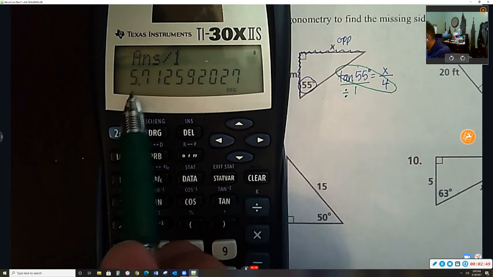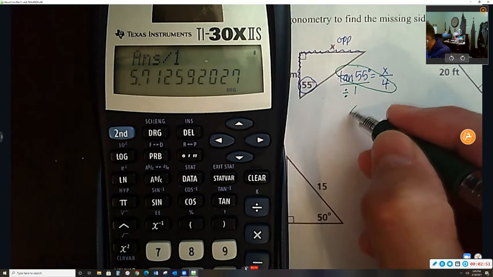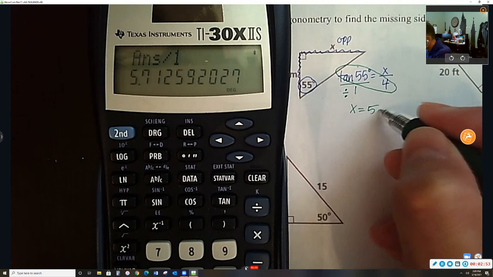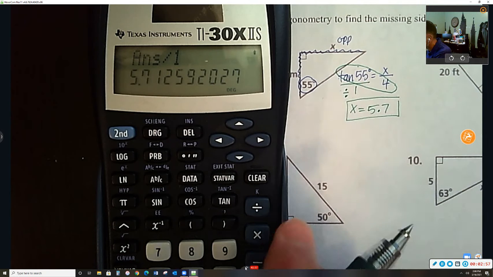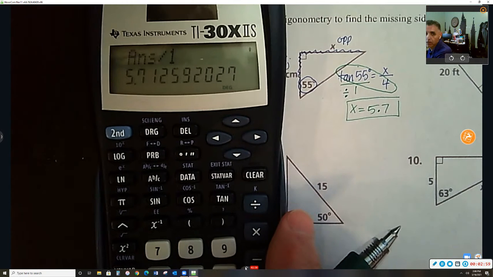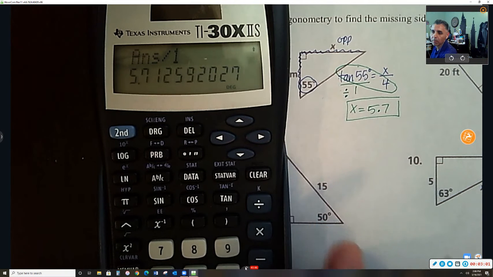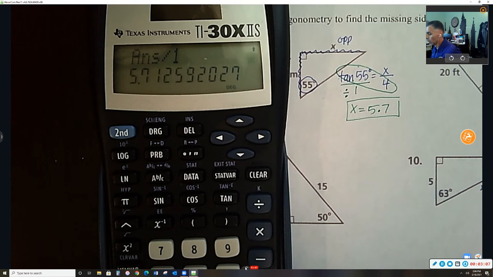But if we round this, x equals 5.7. Okay, that's actually 5.7 centimeters. I'm going to leave my answer right now as 5.7 since that's all we're typing into the test. But 5.7.